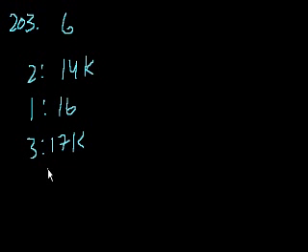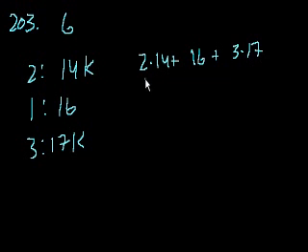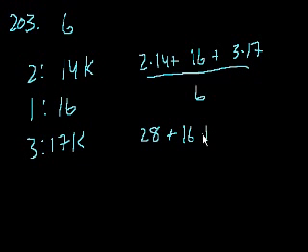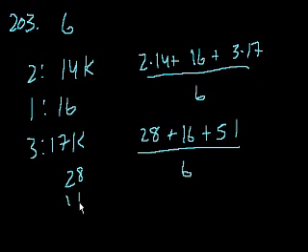So we have to take the sum of all of their salaries and divide by 6. So it'll be 2 times 14 plus 1 times 16, plus 3 times 17, and we divide it by 6. 2 times 14 is 28, plus 16, plus 51. All of that over 6. And let's see, what is that equal to? 28, 16, 51. 8 plus 6 is 14. 14 plus 1 is 15. 1 plus 2 is 3. 3 plus 1 is 4. 4 plus 5 is 9. Right? So it's 95 divided by 6.